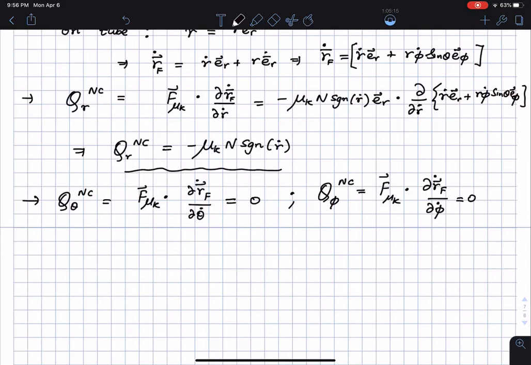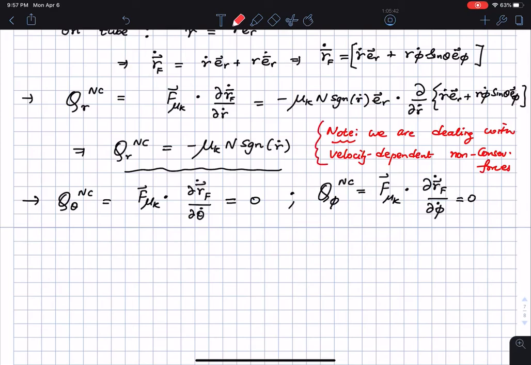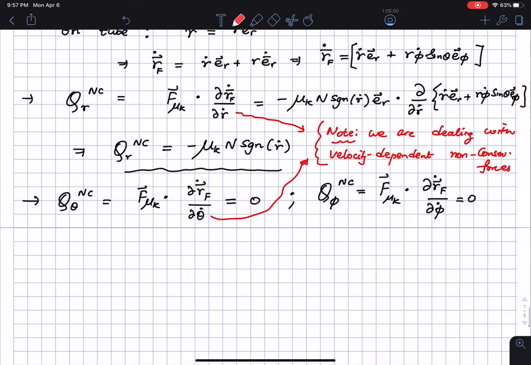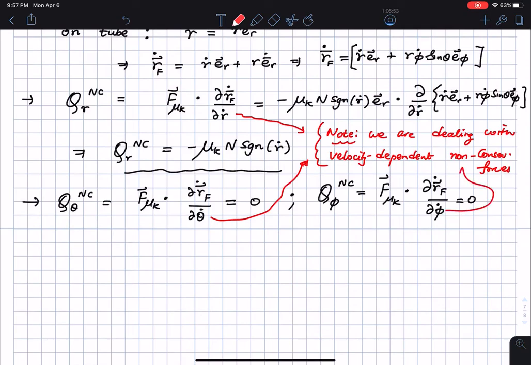And maybe make a quick note here. These are all velocity dependent. Note, we are dealing with velocity dependent non-conservative forces here, which is why you have this r dot here, and likewise you're going to have that term there, and likewise you're going to have that term there.